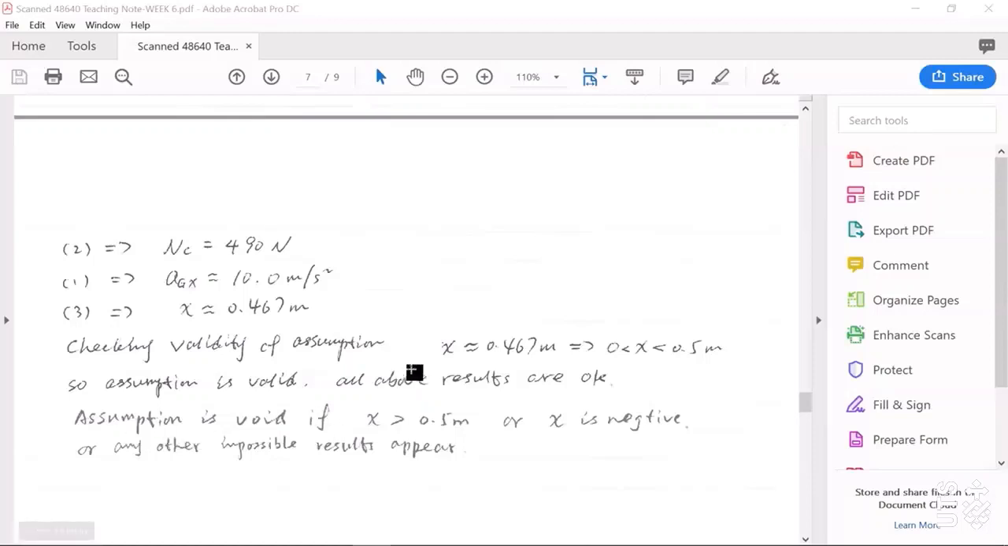And here, if you worked out an X and this X is larger than 0.5 or X is negative, then that means our assumption was incorrect. The correct motion should be rotation about the fixed axis through point A, the corner point, but not a rectilinear translation.